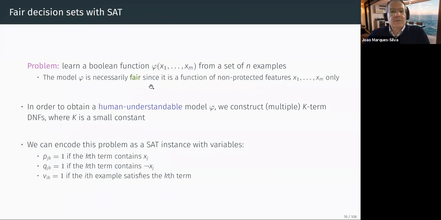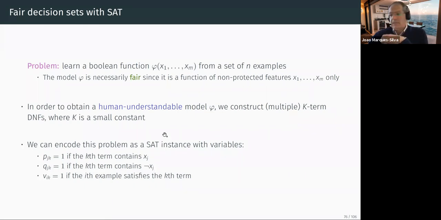Okay, so the example we did is as follows. We learn a Boolean function given some sample, and we are going to make sure that it's fair given the way we construct it. Okay. And so the exercise we did was we are going to learn a decision set, so a number of DNFs, such that each term, so each conjunction, is small. So we fixed it for a small number.